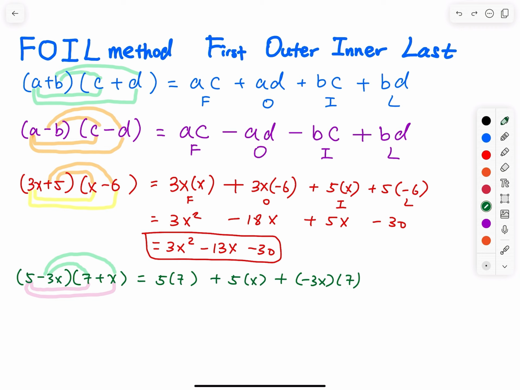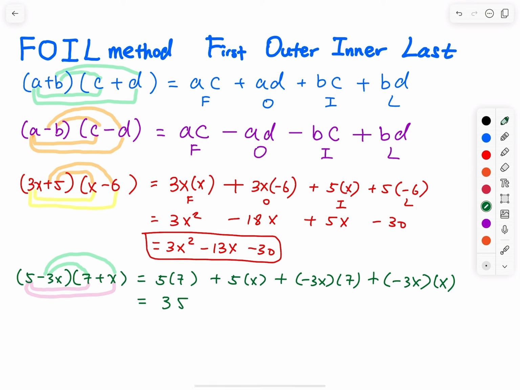All right, last one, plus negative 3x times x. But if you are experienced, you can just do, hey, I can see that the last one is negative 3x squared, perfect. That means you are all good with the FOIL method.